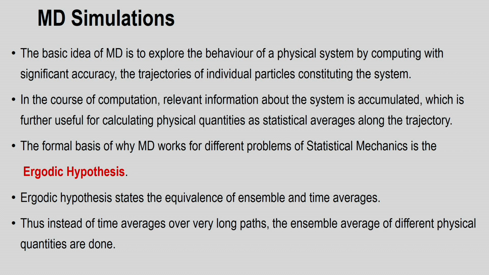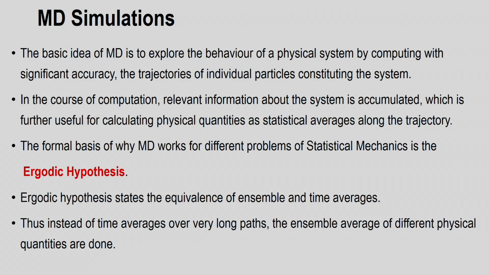In the course of the computation, relevant information about the system is accumulated. So, the particles are moving, they are not stationary, they are made to evolve according to certain equations of motion. Now, these equations of motion are to be solved subject to certain conditions or boundary conditions, as we have learned, and these differential equations will finally give us the trajectory of the system, which is a set of particles, not a single particle, but a set of particles which have an interaction between them.